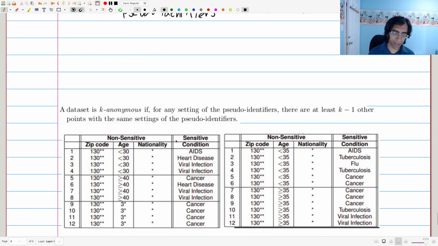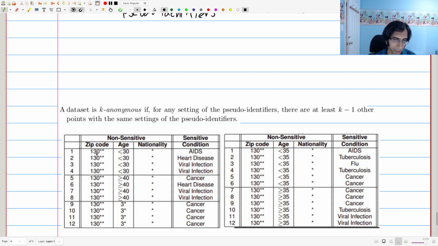k-anonymized in this way. And here are two datasets which have been k-anonymized, and this is from a paper of Gunt et al. So here we can see that we use the pseudo-identifiers zip code, age, and nationality. And the sensitive thing is their medical condition. Now you can observe that for every combination of the pseudo-identifiers like zip code, age, and nationality, there are at least 4 people who fit into the exact same setting of pseudo-identifiers.